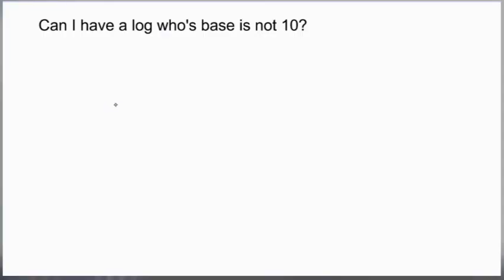So we've dealt with the common logs of base 10. So the question is, can we have one that doesn't have a base of 10? And the answer is absolutely. So before I go there, let's just write down some common ones here.